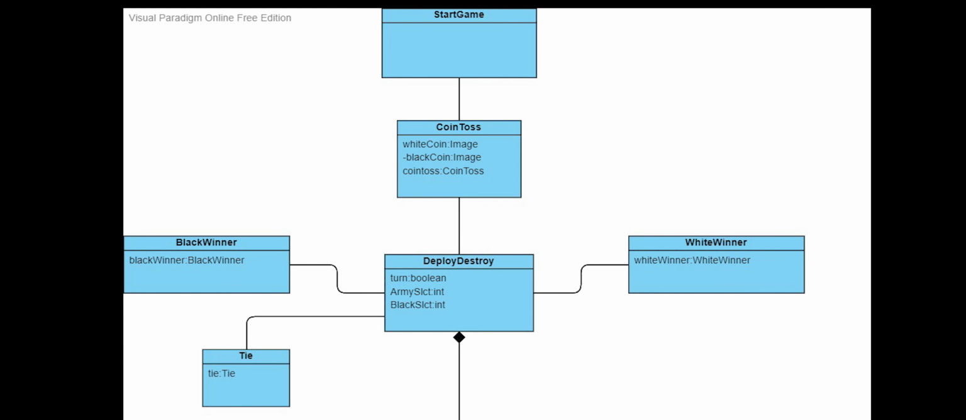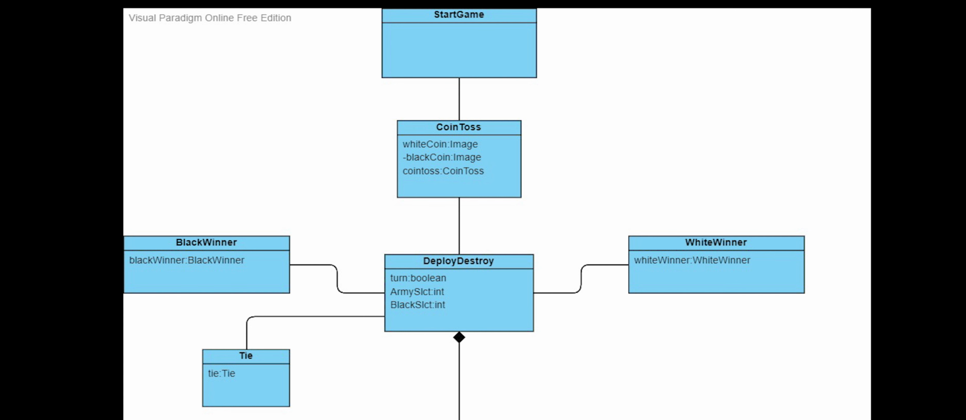To begin with, the main system consists of the start game class, which contains the main method that shall initialize the game. The main system is connected to the CoinToss class, which is a GUI and has the coin images and flips the coin for deciding turns.